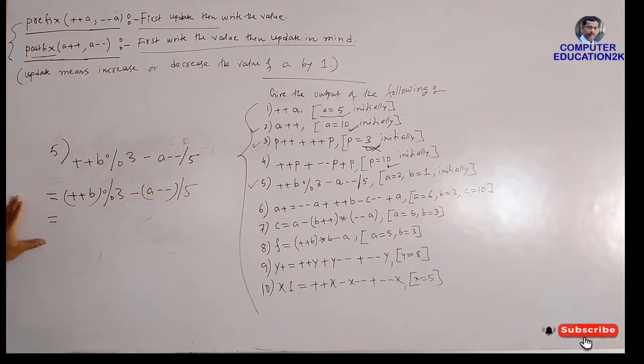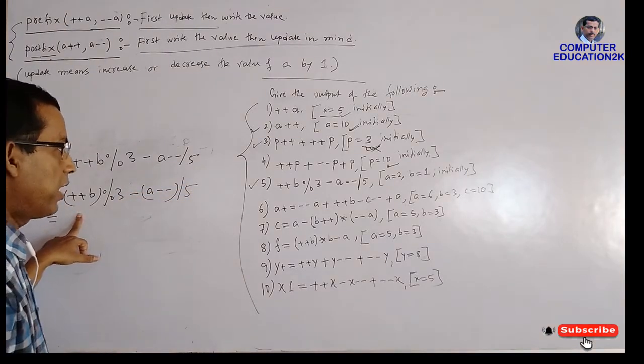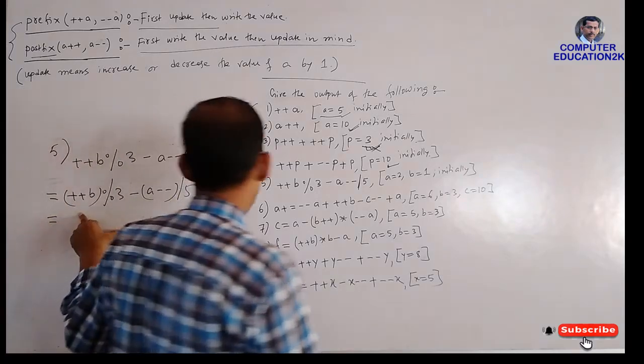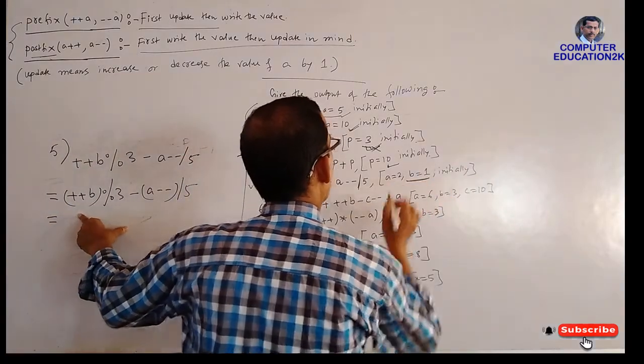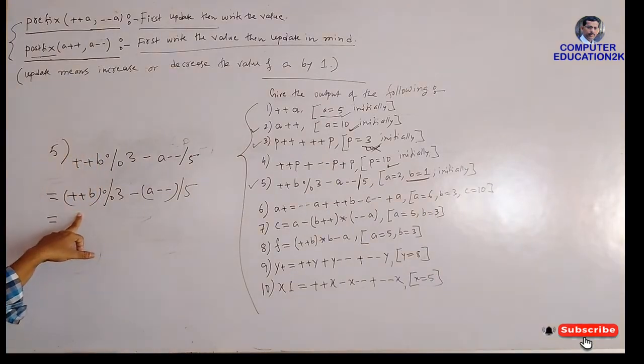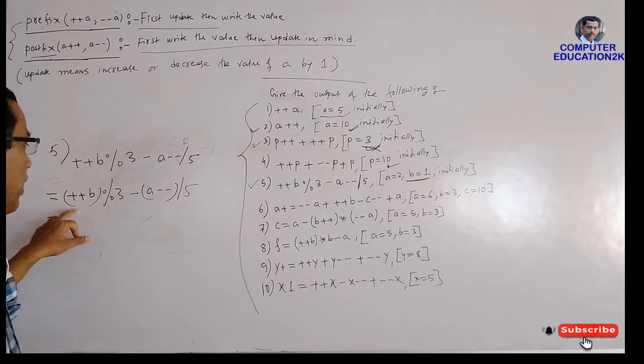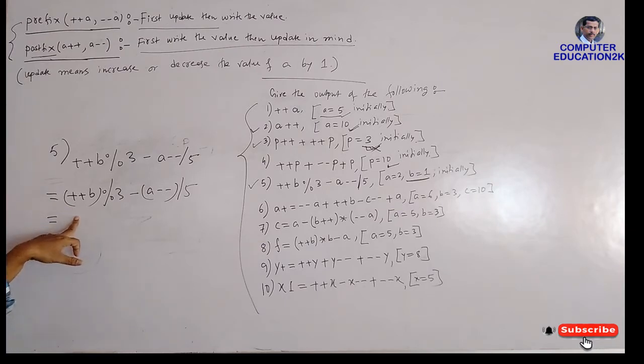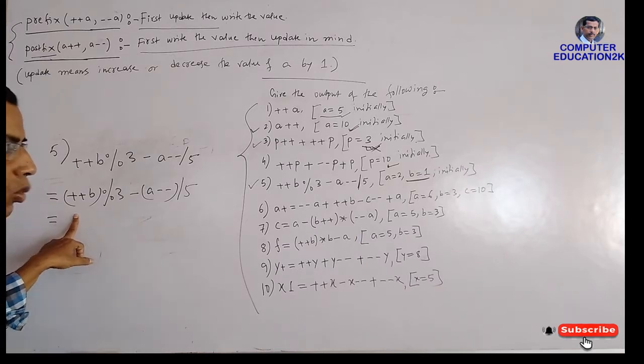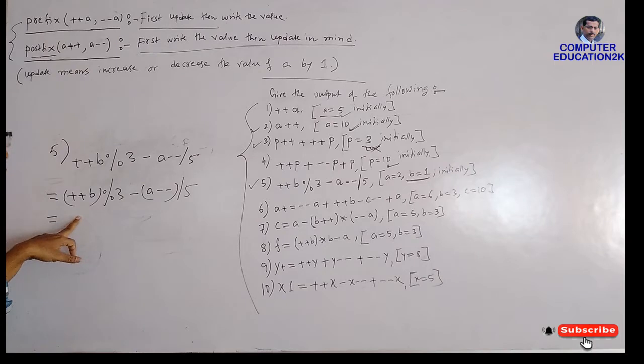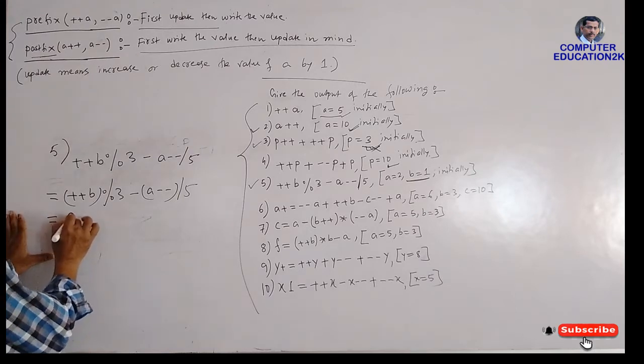Now ++B. What is the value of B? B is 1 initially. So here this is prefix. First you increase the value, then write. It was 1 here, so first you have to increase, because prefix means first update, then write. So it was 1 there, I will make it 2 and write.